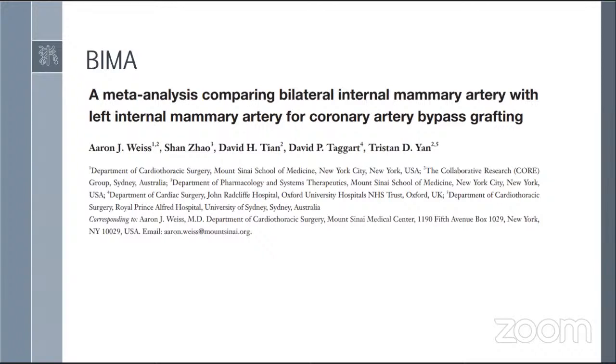So this is a meta-analysis that involved 27 observational studies, and it found a significant increase in long-term survival in patients who underwent bilateral mammary artery grafting when compared to LIMA alone. But in this meta-analysis, there were no randomized controlled trials included.